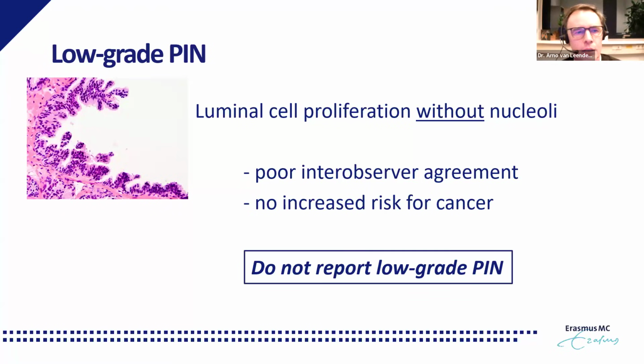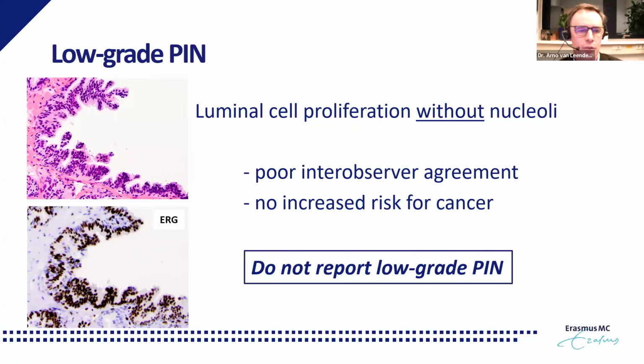Well, then one may ask the question, is low-grade PIN then actually preneoplastic? And that would be a good question. And interestingly, if you do molecular studies, and this was just a molecular study in which we stained for ERG, which is actually a marker for the TMPRSS2-ERG alteration in prostate cancer, you can already see that it's not only expressed in prostate cancer and high-grade PIN, but also in some of the low-grade PIN areas. So although low-grade PIN doesn't have to be reported, probably it's already one of the first morphological alterations that we can see in the prostate.